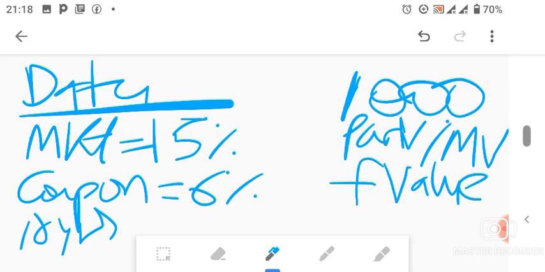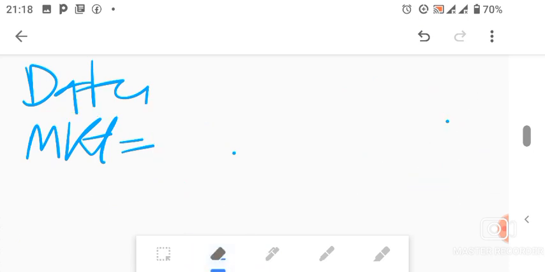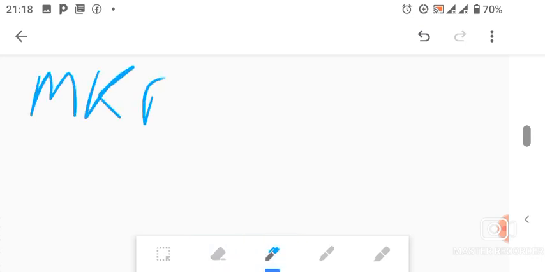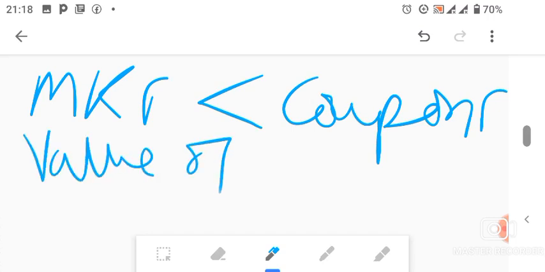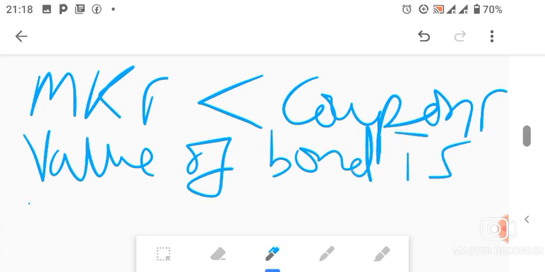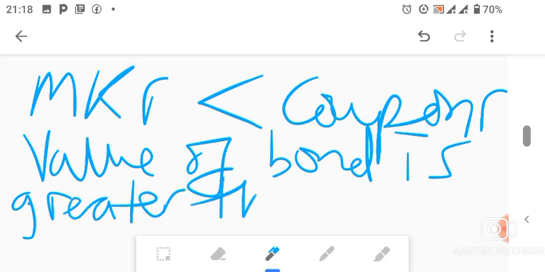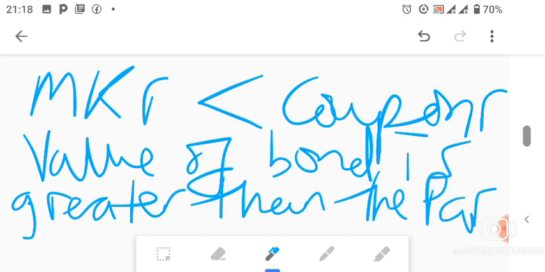Then, this time around, if your market rate is less than the coupon rate, most likely the value of the bond is greater than the par value of the bond, or the original price of the bond.